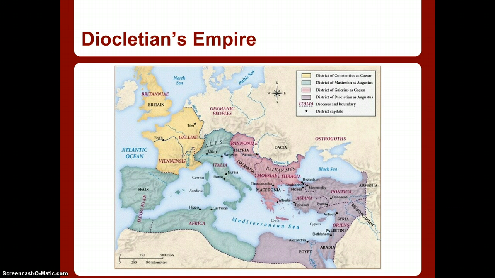Now this map illustrates the four different locations within Diocletian's policy. So we can see here we have one region, another, and then the eastern portion is also split in half with Caesar and then Diocletian himself.